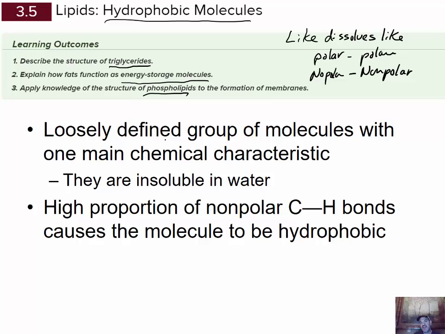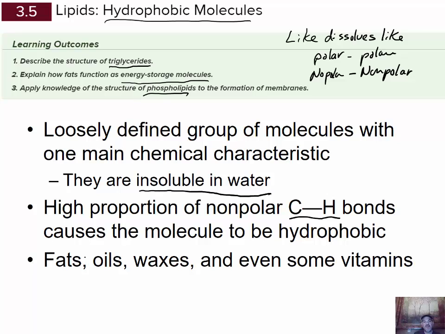So what are lipids? They're a loosely defined group of molecules with one main characteristic. They are hydrophobic, which means they cannot dissolve in water. These lipids are going to have a high proportion of carbon-hydrogen bonds, so that means they're going to have less oxygen. Carbohydrates have carbon and hydrogen, but they also have a significant amount of oxygen as well. Well, here for lipids, you're going to have less oxygen and more hydrogens bonding, and that's one of the differences here. Lipids include fats and oils, which are the triglycerides we're going to describe in a little bit of detail. They also include waxes and some vitamins and steroids, which are like hormones like testosterone and estrogen.